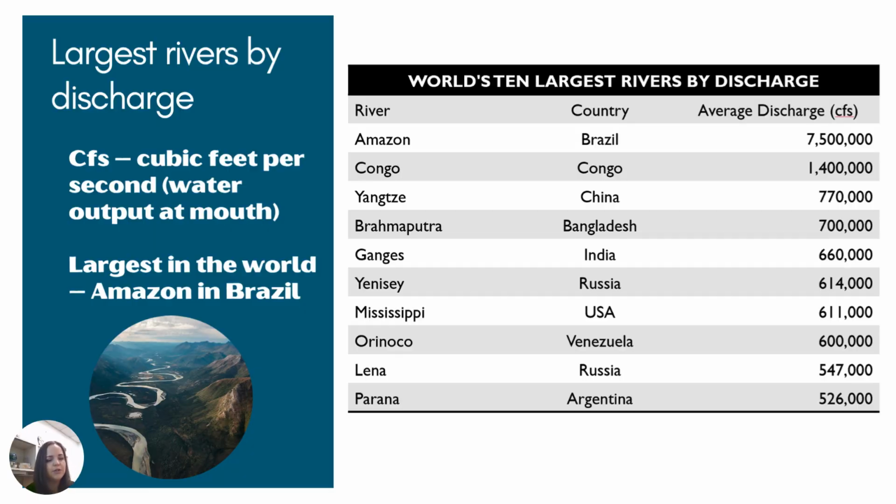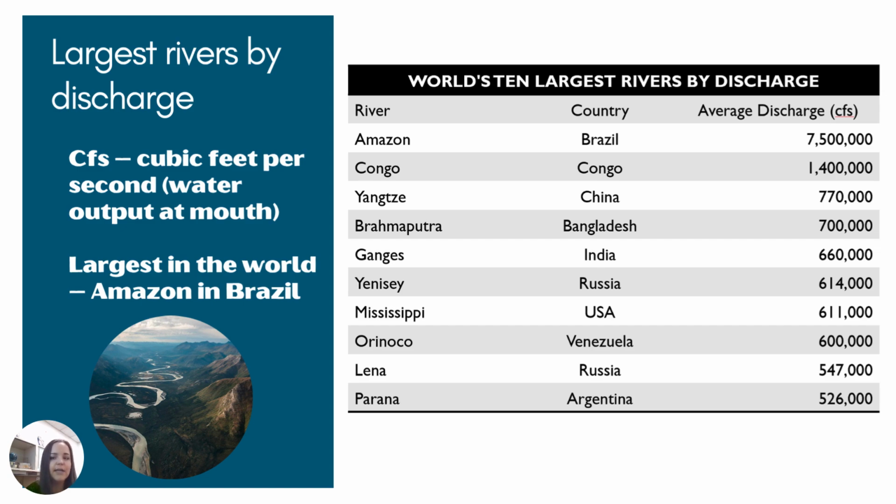When we talk about streams, we talk about discharge. This is the output at the end, or the mouth, of the river. We measure that in cubic feet per second. This is a list of the world's 10 largest rivers by discharge. The Amazon has much more discharge than really any other river on Earth, at 7.5 million cubic feet per second. That is a lot of water coming out of that river.